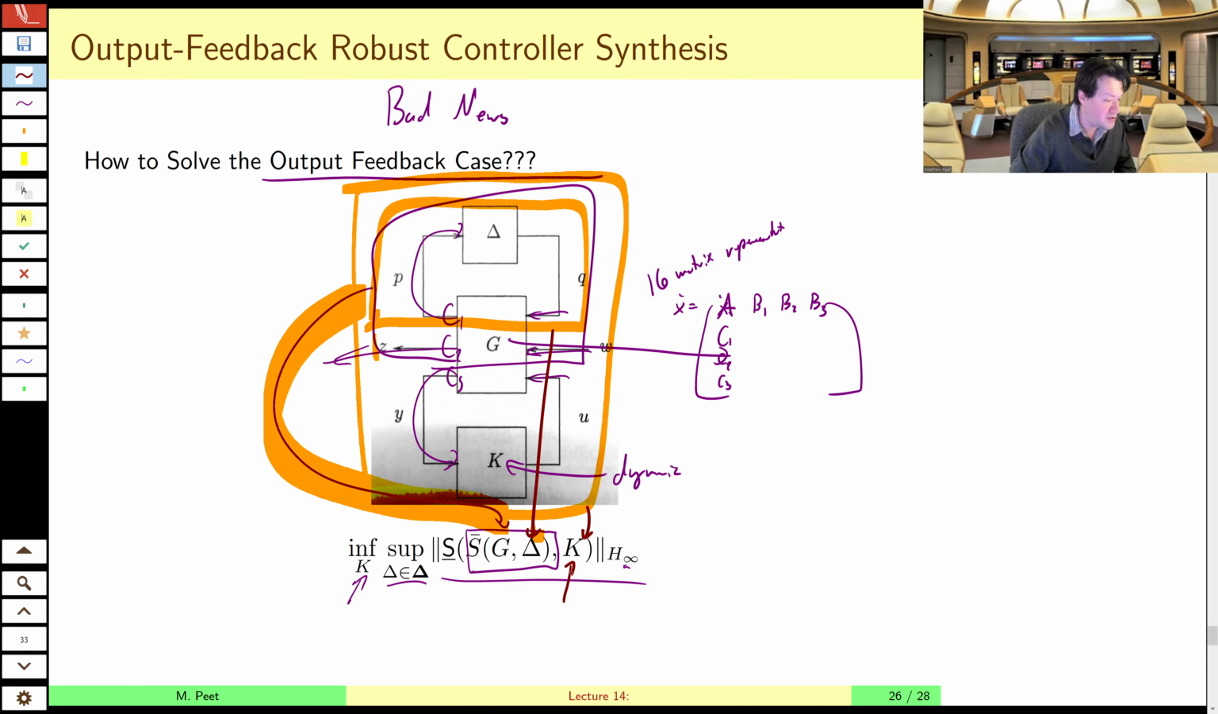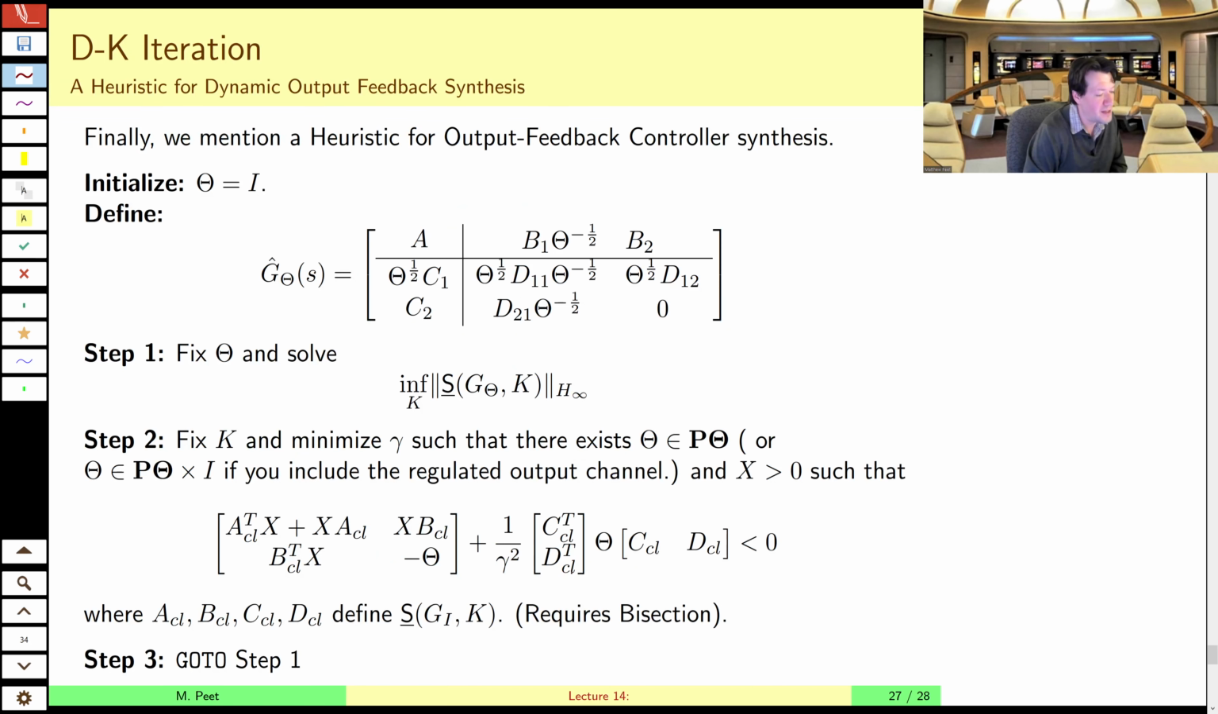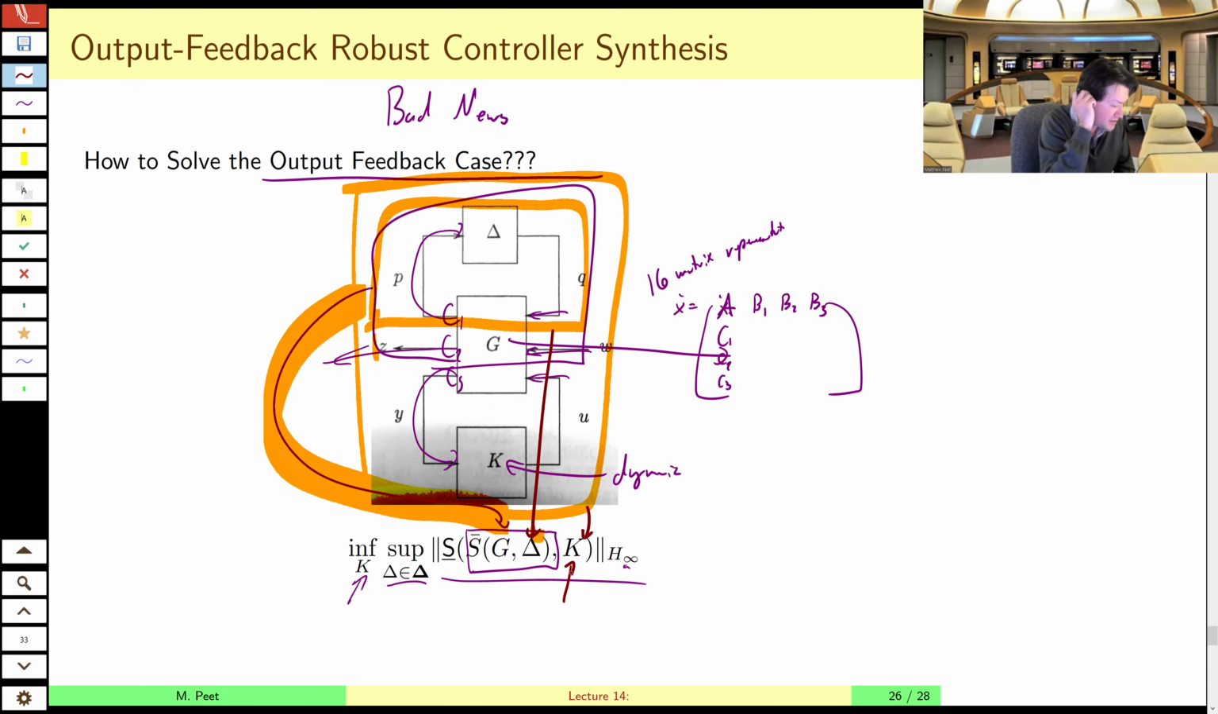So how do you do that? Well, honestly, you don't. It's hard. There's no way of doing it efficiently, because this is an LMI in delta, and then you're assuming you've solved that LMI. And there's no closed form solution for this loop, so you can't get an analytic expression for it. If you don't have an analytic expression for this term, you can't actually form this lower star product with respect to K and then optimize it. So that's a problem. So how are we going to solve that?